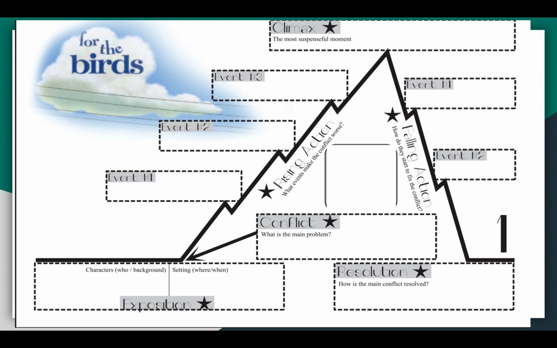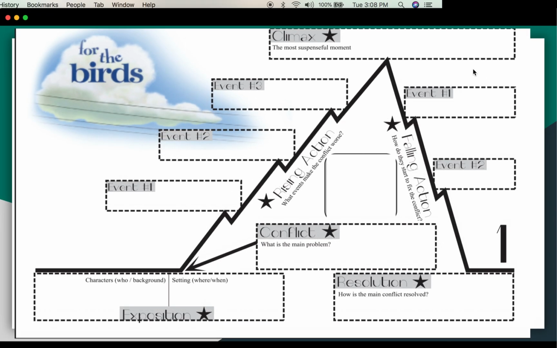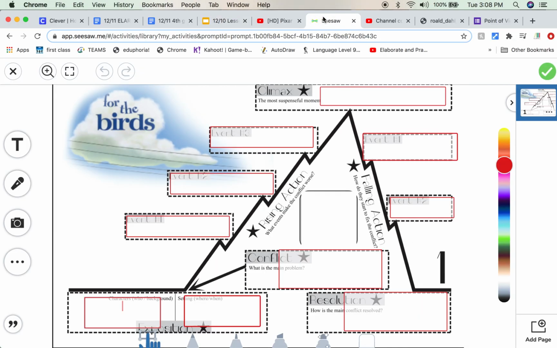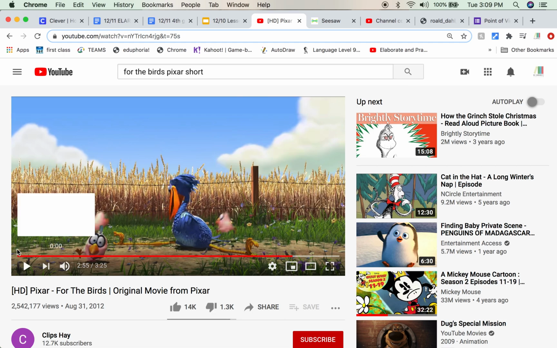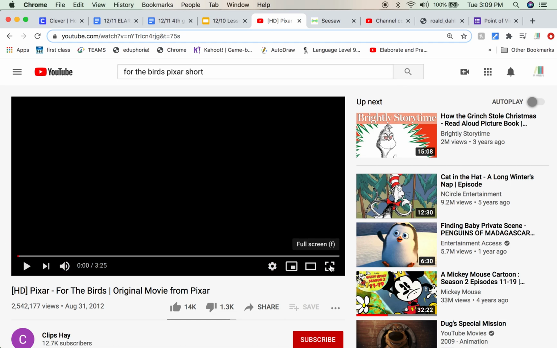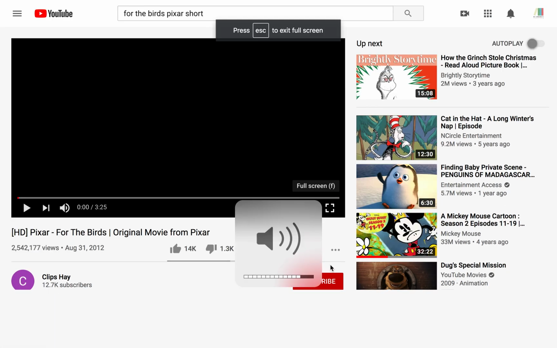You're going to be filling out the For the Birds plot mountain story structure notes with me in Seesaw. In Seesaw, you're going to add a response and you'll have the red text boxes and you'll type exactly what I have on my slide. You're going to be filling out the story structure of For the Birds. So let's watch it and then fill this out together. Gonna lower the volume, that way you're able to hear this very well.